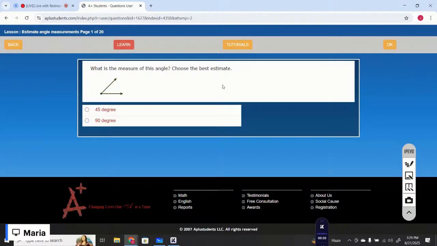What is the measure of this angle? So we are given two of the angles, 45 and 90. That is not 90, right? So then 45 it is. Option number one is the correct option. 45 degrees it is.